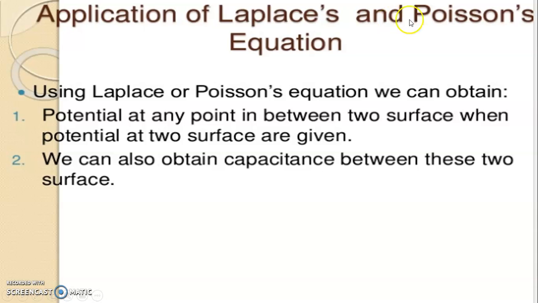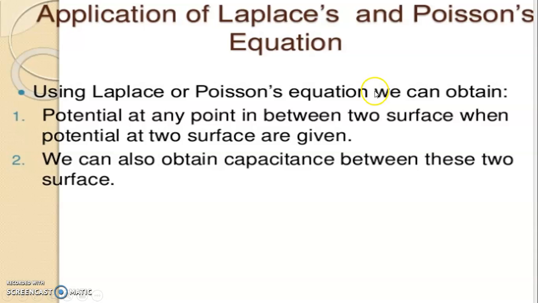Now the application of Laplace and Poisson's equation. Using Laplace or Poisson's equation, you can obtain the potential at any point between two surfaces when the potential at the two surfaces is given, or you can also obtain the capacitance between these two surfaces.